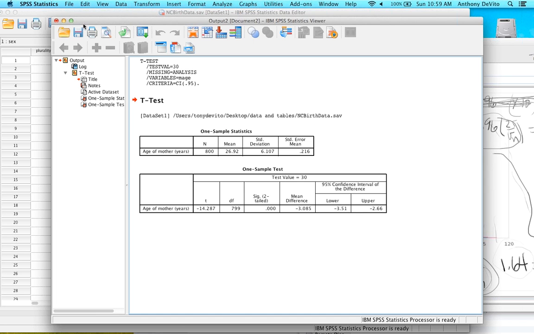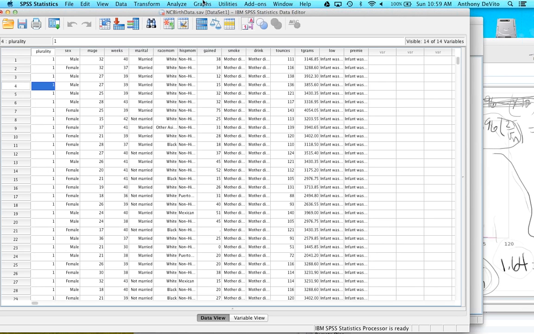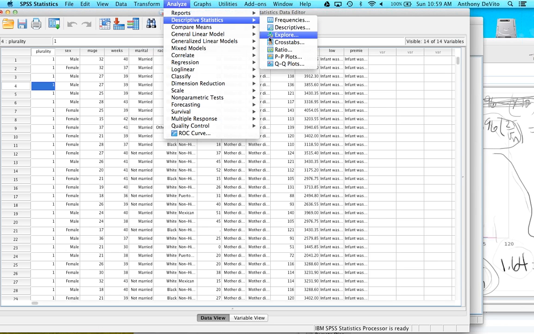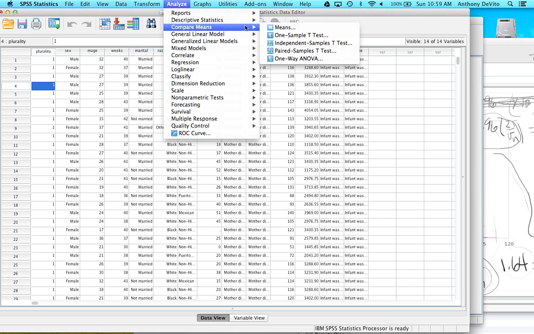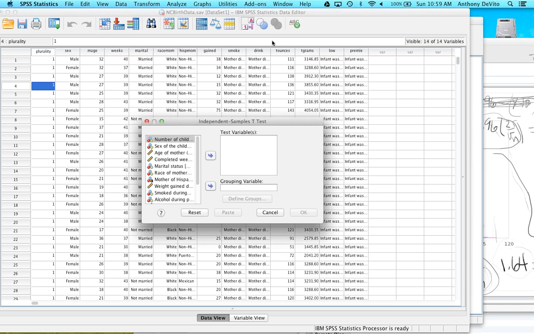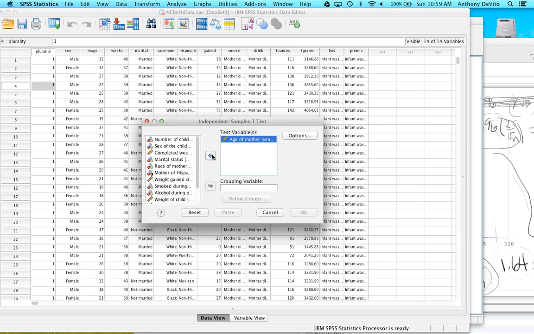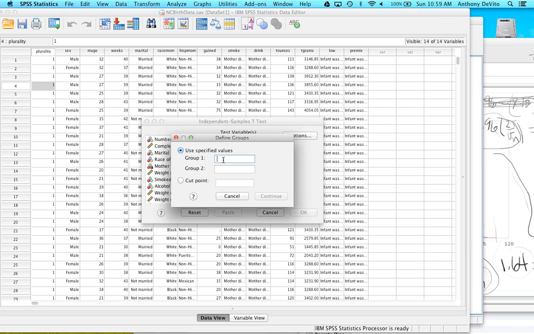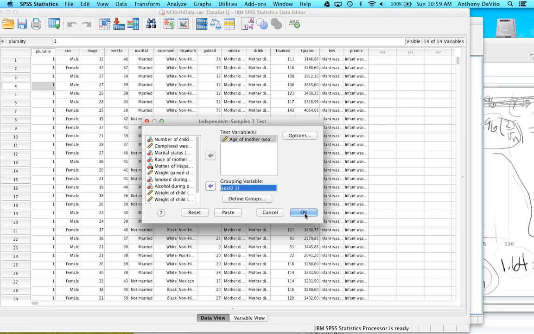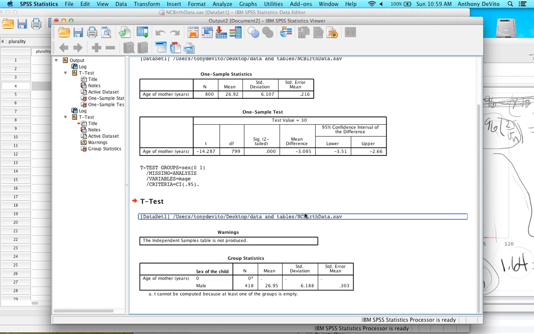Okay, so next I might try analyze, descriptive statistics, means, compare means, independent samples t-test. For the independent samples t-test, I'm going to take the age of the mother again, and I'm going to take a grouping variable, let's say the sex of the child. In here you have to actually define what the groups are. I'm going to assume for a second 0 and 1. Say okay, and it'll actually do a t-test to compare the two of these.